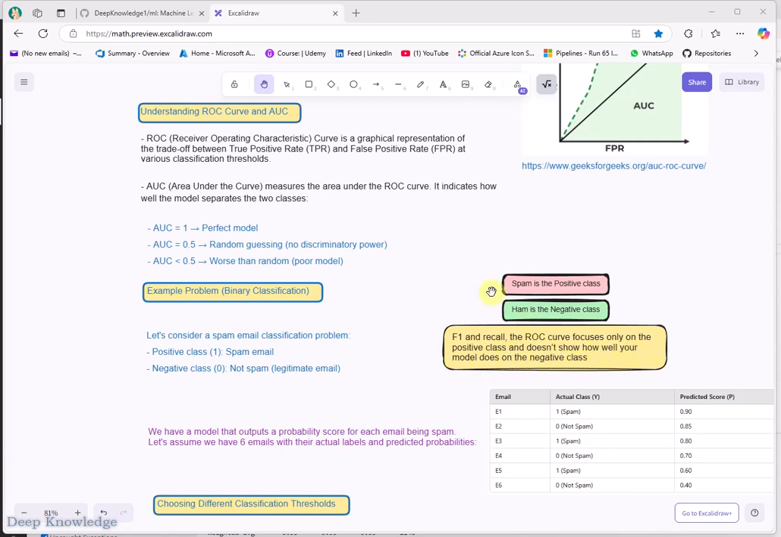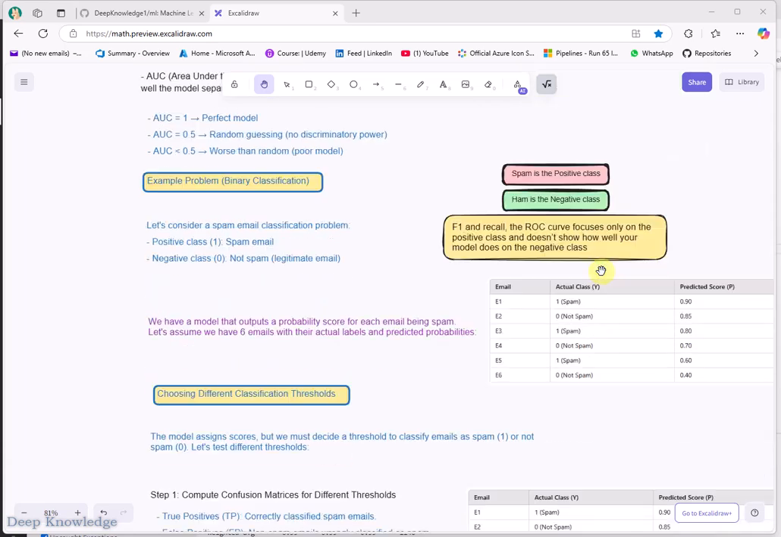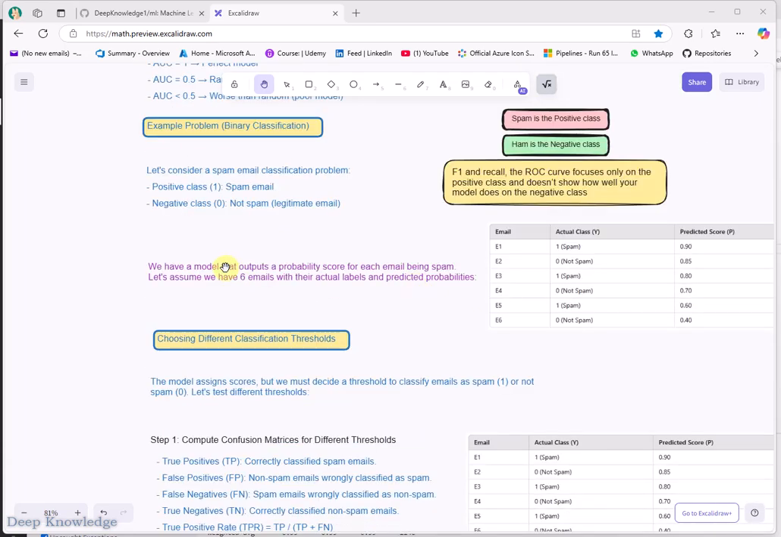So if we are focusing now on spam, and spam is the positive class, the ROC will only show us the performance of our algorithm on this class, and the ham class won't be shown here. You can also change the positive class to ham and see what the performance is. So it depends on you. And this was also already covered in the last video.